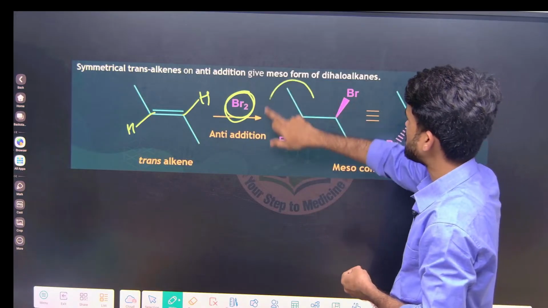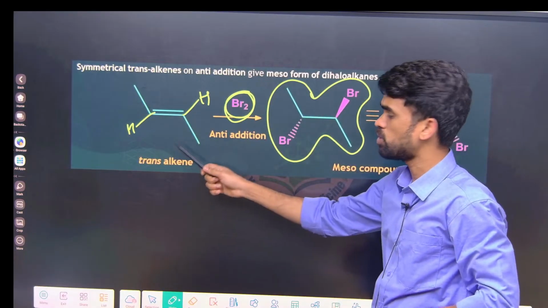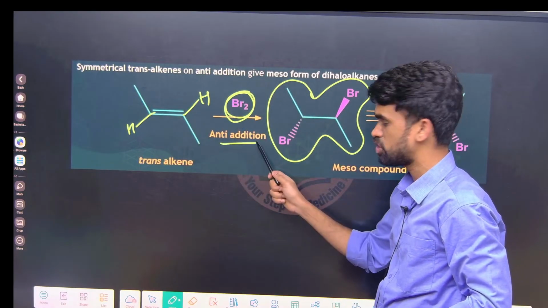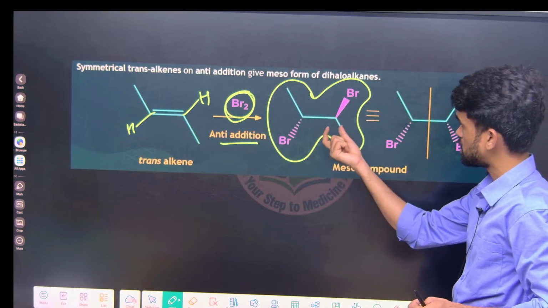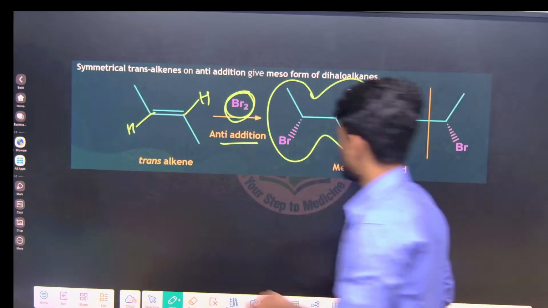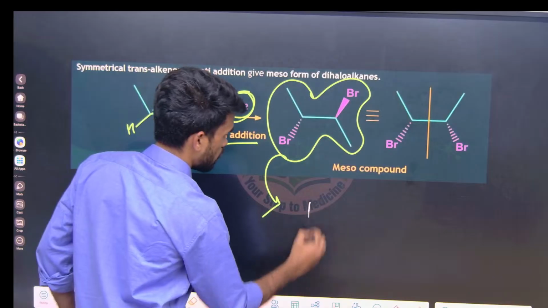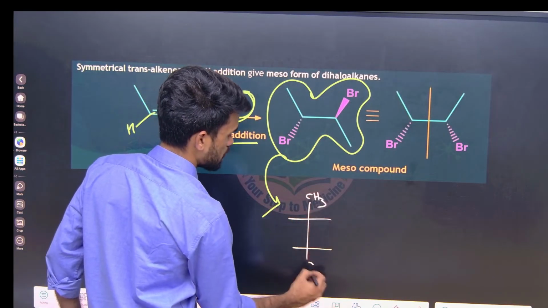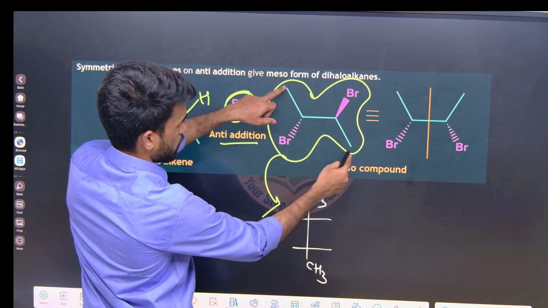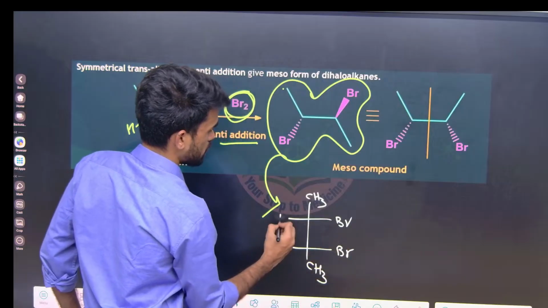So this compound is called a meso compound. What am I saying? Meso. A trans compound and trans addition, that is anti-addition, gives a meso compound. Proper understanding can be given from the Fischer projection. What do we mean by Fischer projection here? Like this. I am adding CH3 here, CH3 here also, from here to here, and one bromine here and the other bromine here, and hydrogen on the other side.